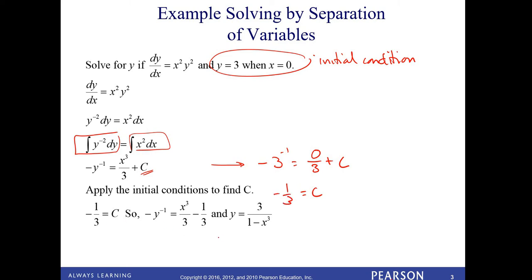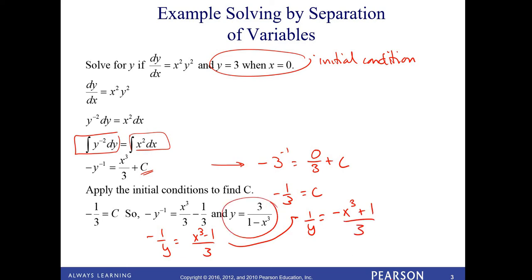Plugging it back into our equation for our plus c, and then solving for y. So this again is negative 1 over y equals x cubed over 3 minus 1 over 3. If I switch the signs, multiply both sides by a negative, 1 over y equals negative x cubed over 3 plus 1 over 3, and then flipping the equation around so that I have y equals. Okay, they left out a bunch of steps, but I'm sure you can see how we get from there to there. If not, ask me in class.